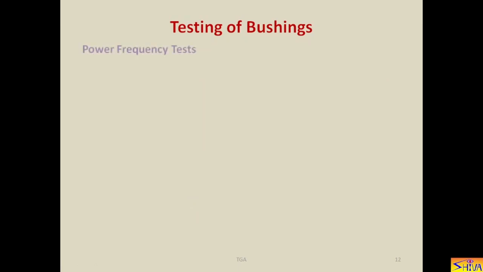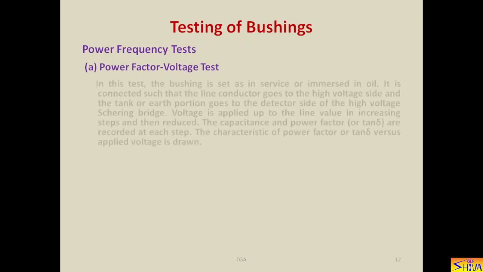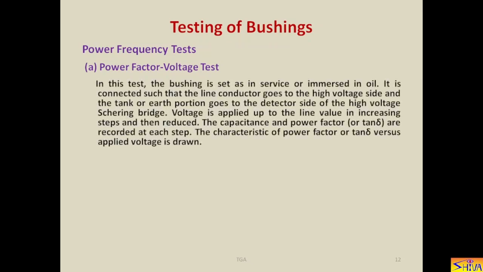Now let us see what are the different tests performed on bushing. First is power frequency test. In this, first is power factor voltage test. In this test, the bushing is set as in service or immersed in oil. It is connected such that the line conductor goes to the high voltage side and the tank or earth portion goes to the detector side of the high voltage Schering bridge. So this is performed through the high voltage Schering bridge.